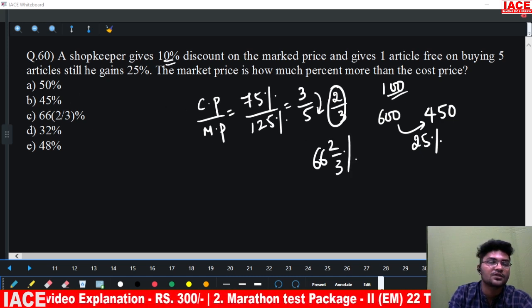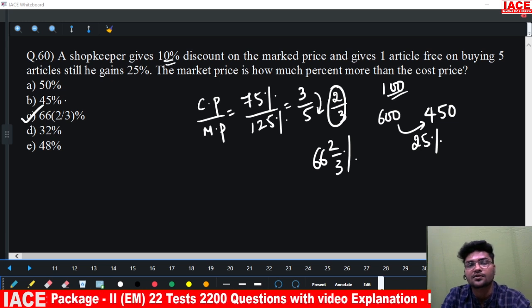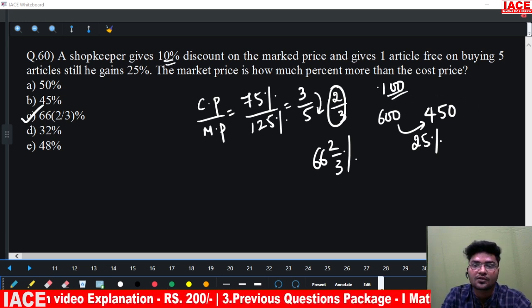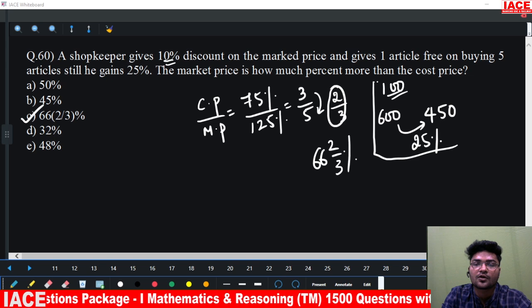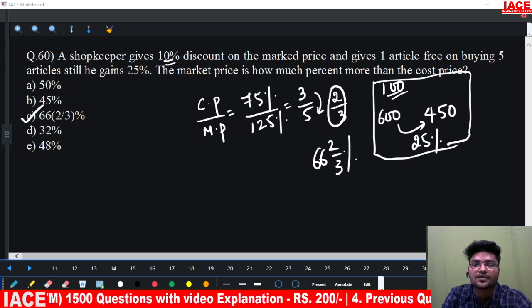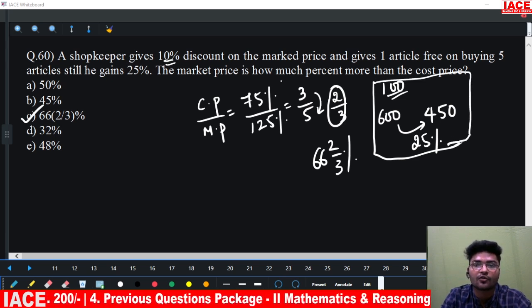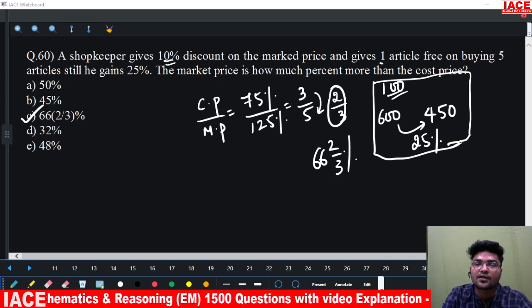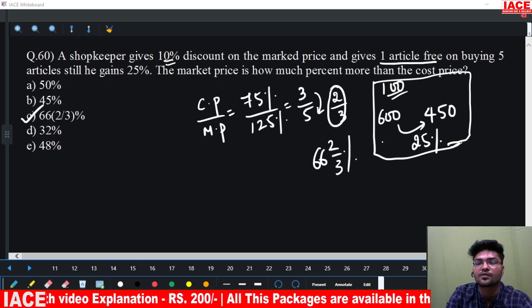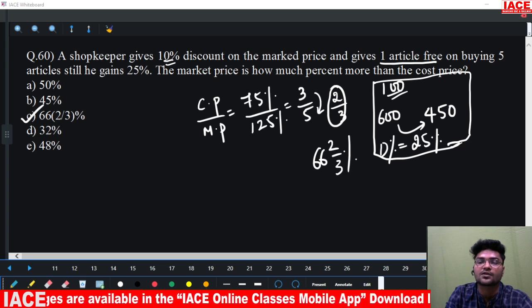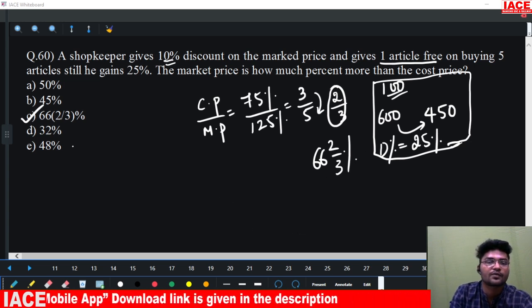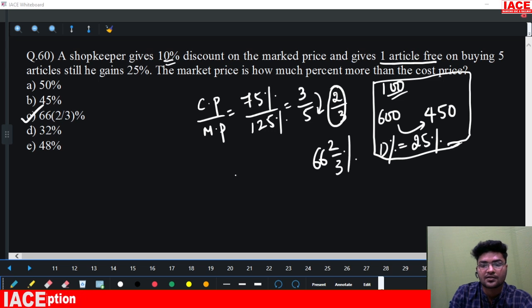So option C would be the correct answer. This portion is important because the discount is not 10% actually, because he is giving free of cost one article. One article is given free of cost. His actual discount comes out to be 25%. Option C is the correct answer here.